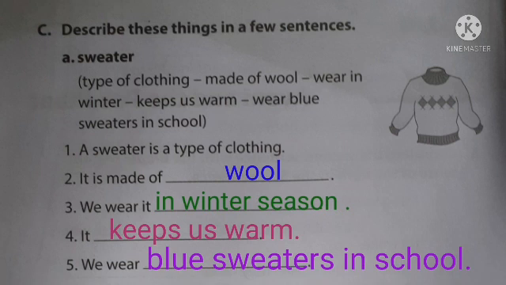So using the clues, we have completed the sentences. First one, a sweater is a type of clothing. Second one, it is made of wool. Third one, we wear it in winter season. Fourth one, it keeps us warm. And fifth one, we wear blue sweaters in school.